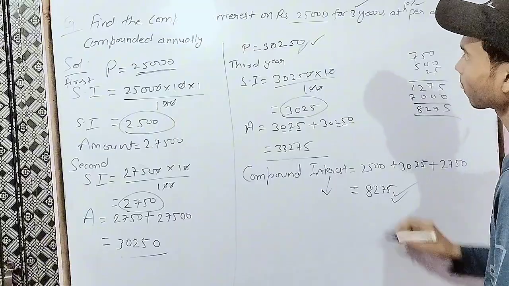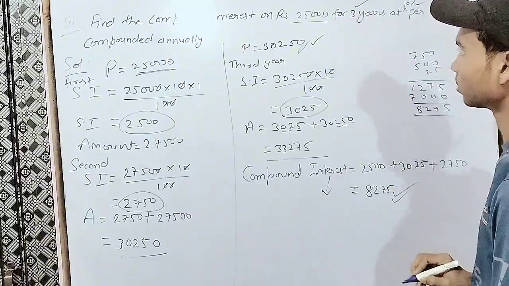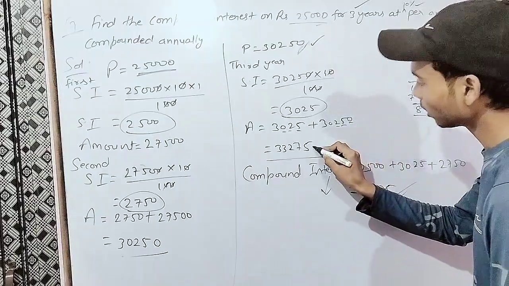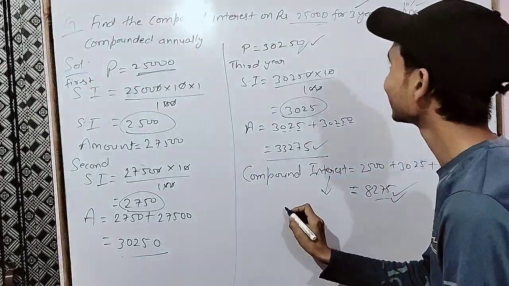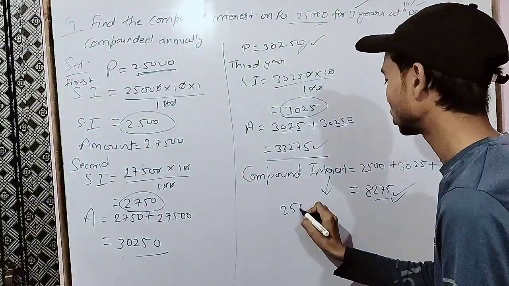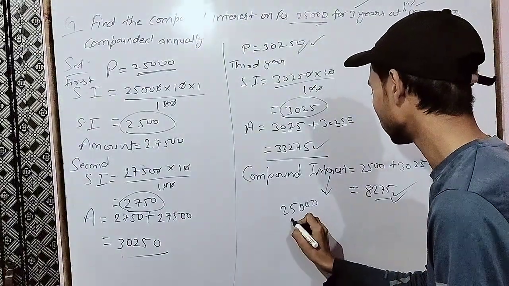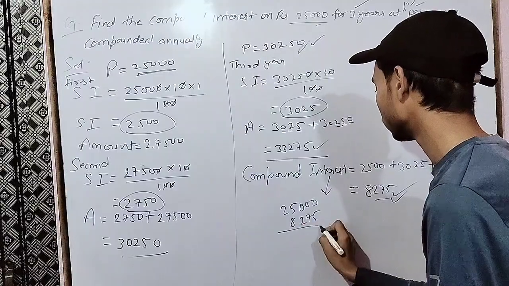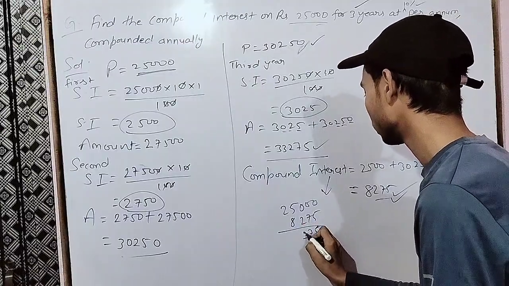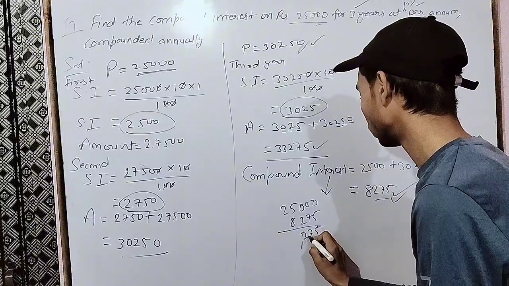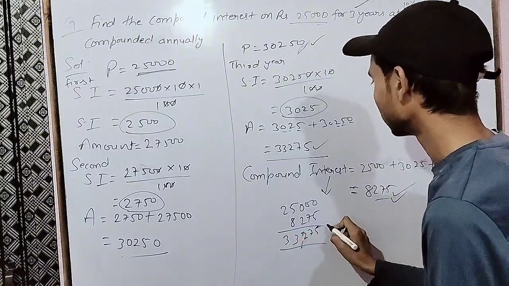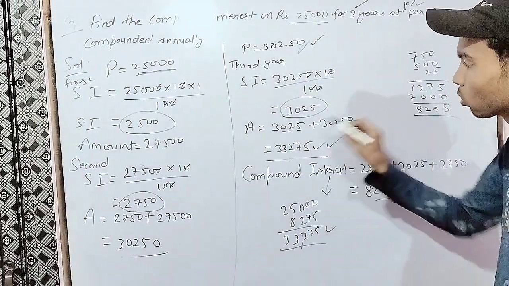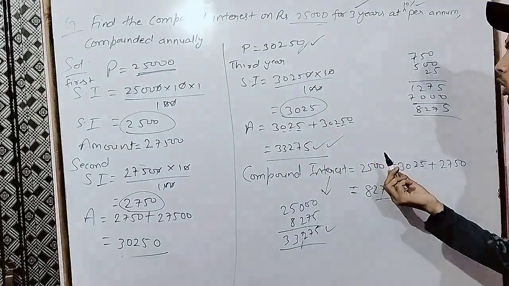How much? Now, when we add this money with this money, this money will come. You can see here 25,000 and 8,275. How much? 33,275. This and this are equal. Even here, till here, you can say that this is the total amount which will be paid to the lender.